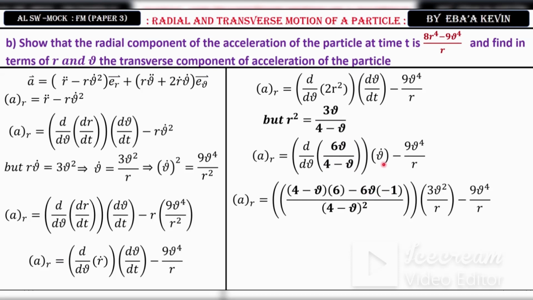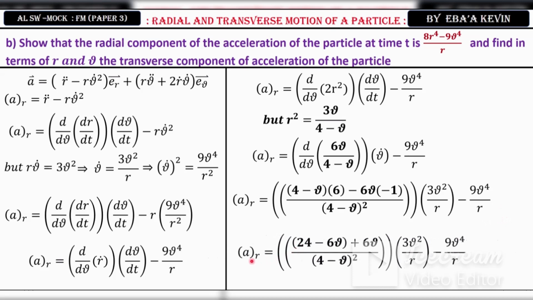Okay, yes, then times theta dot. What is theta dot? Theta dot is actually 3 theta squared divided by r, then minus 9 theta raised to the power 4 divided by r. From which, if further simplified, we are going to obtain the radial component of the acceleration to be equal to 24, that is 6 times 4, then minus 6 theta plus 6 theta divided by 4 minus theta, squared, then times 3 theta squared divided by r minus 9 theta raised to the power 4 divided by r.